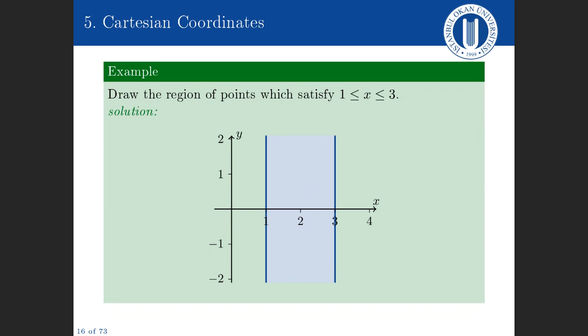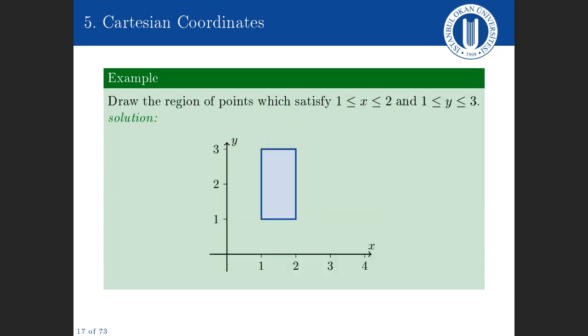Draw the region of points which satisfy x is between 1 and 3. Just look at part of this first of all. Just look at x equal to 1. That's a vertical line, the vertical line of all the points where x is equal to 1. So xy is 1, 0, or 1, 1, or 1, 2, or 1, 1.1, or 1 point pi, or 1 comma something. It's a vertical line. We also have a vertical line x equal to 3, and then we're interested in all of the points which are between these two lines. So everything between the two lines.